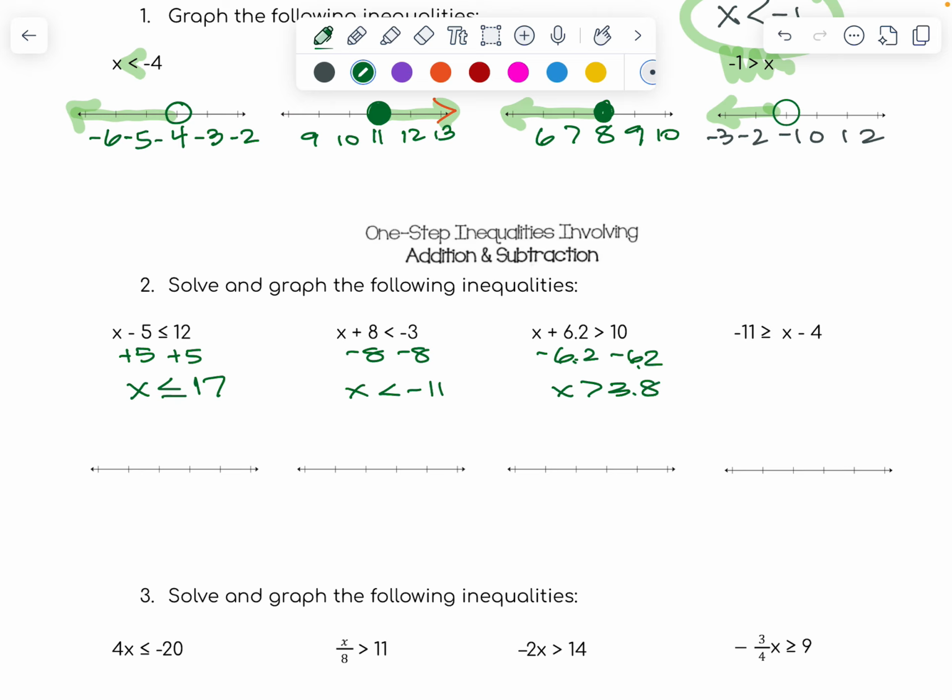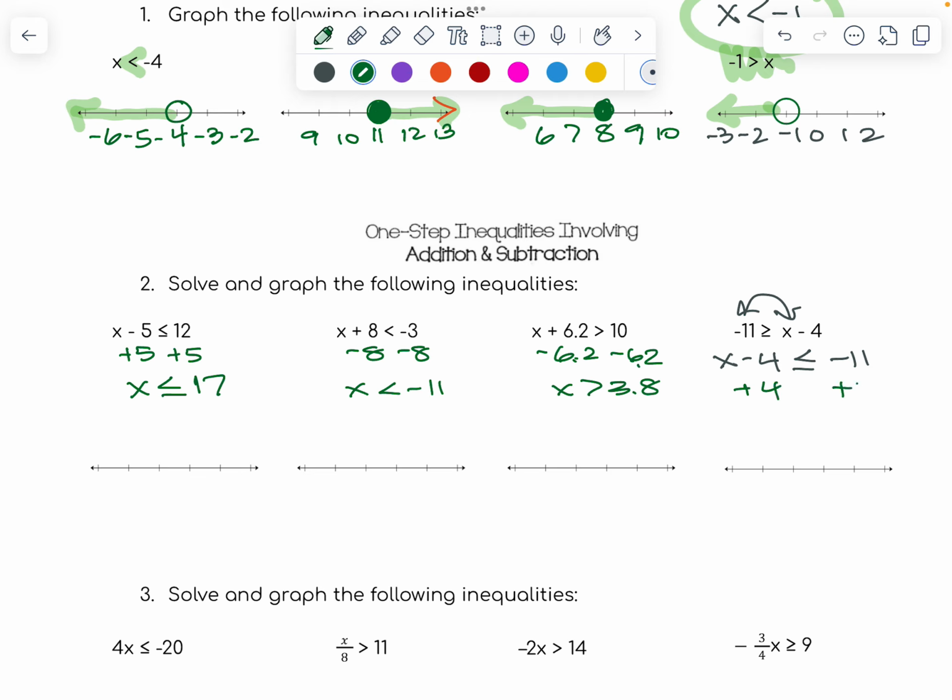And this one is on the wrong side. I'm going to rewrite it. X is less than -4, put the -11 on that side, and it opened to the 11. All right, now I'm going to solve it. X is less than or equal to -7. All right, we should be able to graph it.